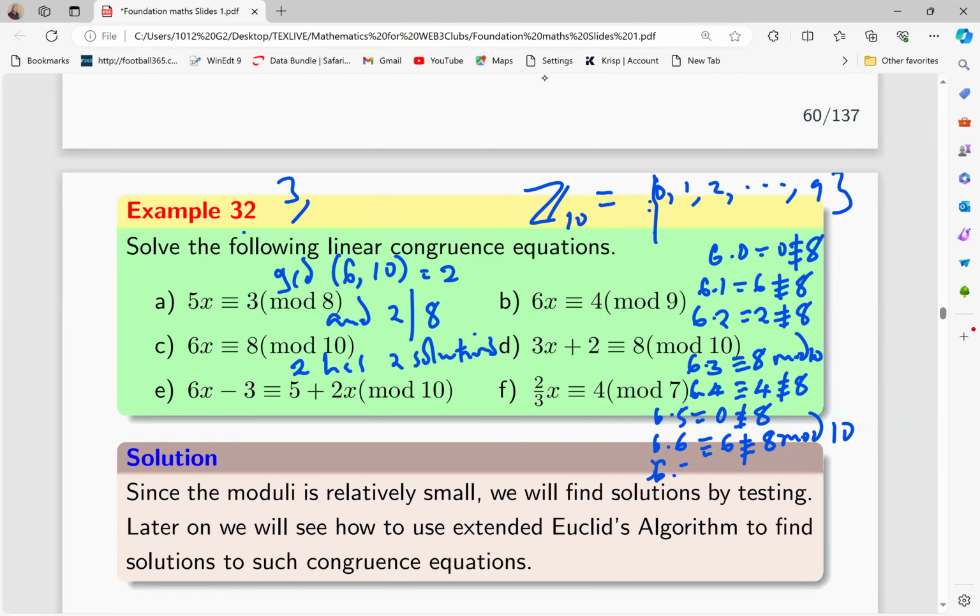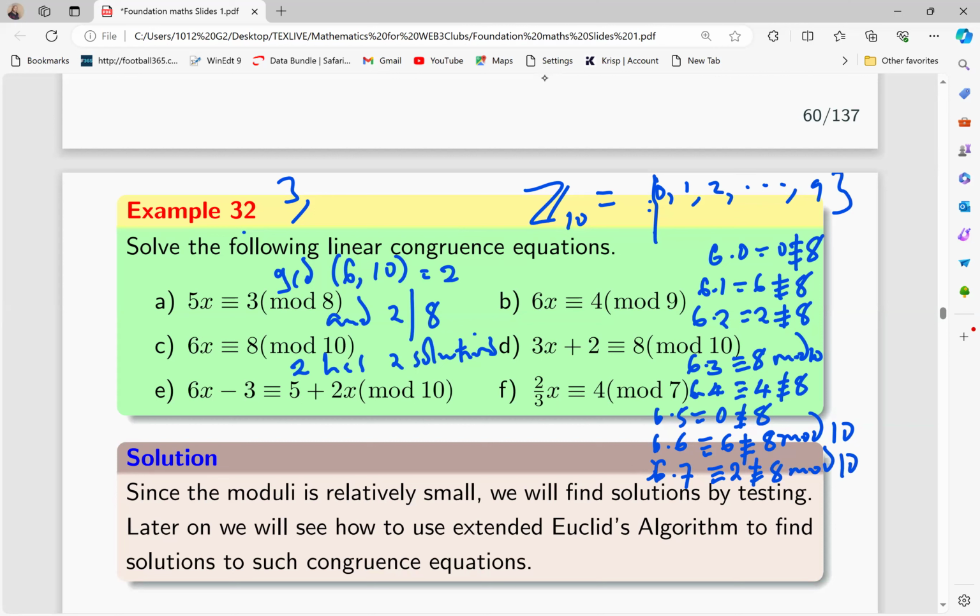We try 7. Have we tried all of them? Okay, 7 will be 42. I think we have skipped something. Oh, no, we are going up to 9. It's okay. So this will be 42. Mod 10, this will be 2, which is not congruent to 8.